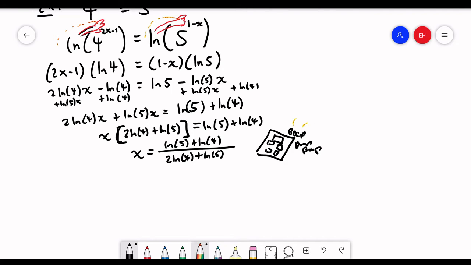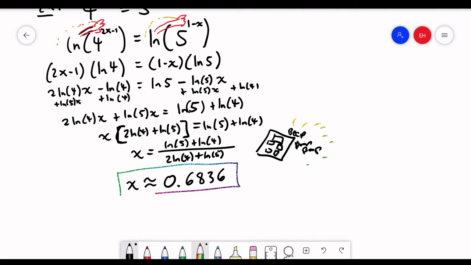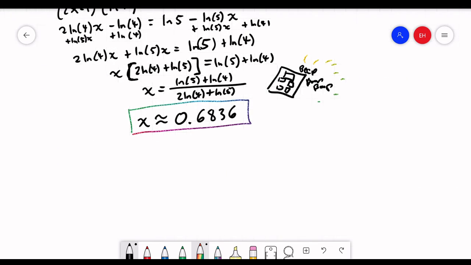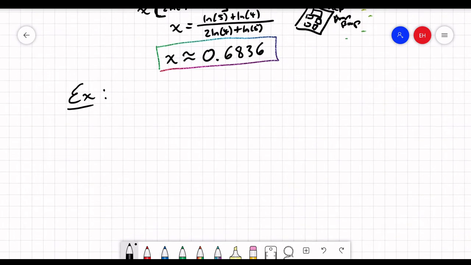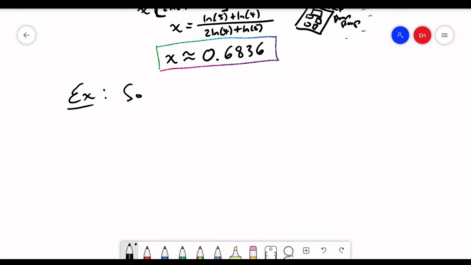And it's going to tell me that the answer here is x equal to 0.6836 approximately. All right, we solved another one. Let's do one more, and then we'll do some logarithmic equations. So this one, let's see what we got.